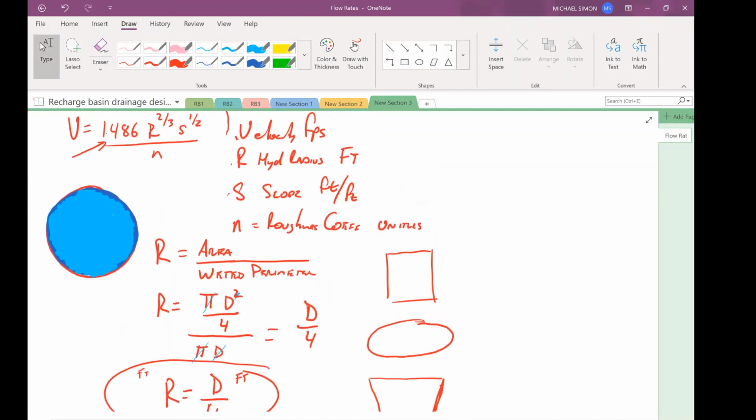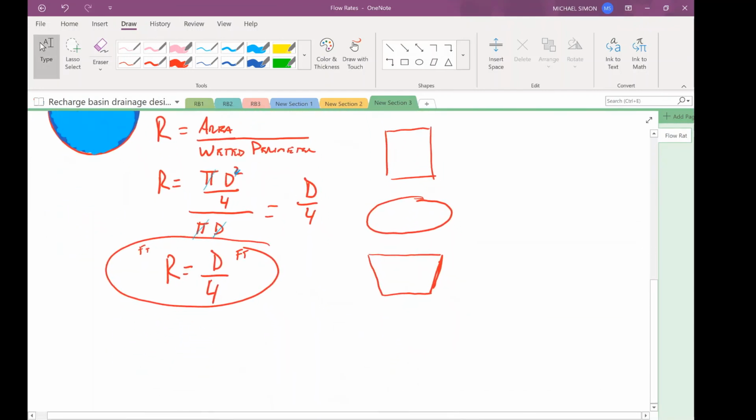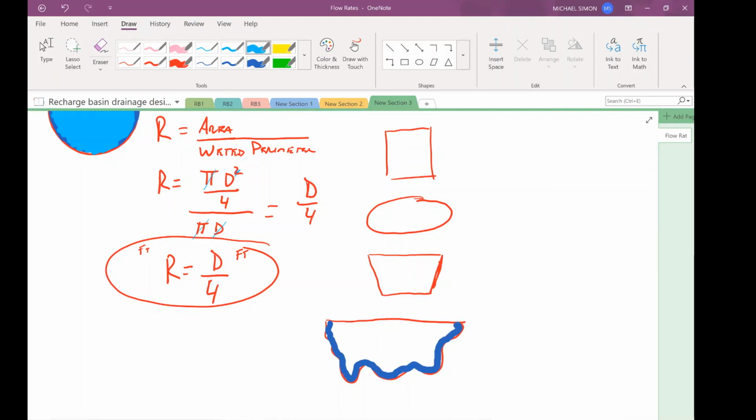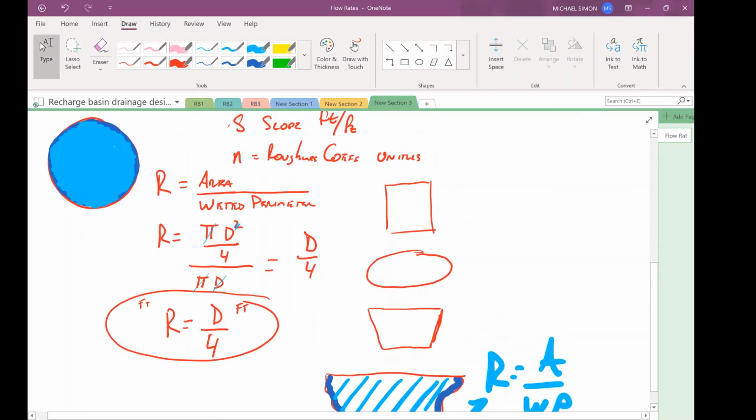But the Manning equation, this 1.486 r to the 2/3 s to the 1/2 over n, works for anything in the world. If you want to figure out the flow rate of a river, as long as you can calculate the wetted perimeter of that river bottom, and you can figure out the area, hydraulic radius is area over wetted perimeter. If you can figure out those two things, you can calculate a hydraulic radius. For our class, we're just going to deal with circular pipe though. d over 4 is all we have to work with.